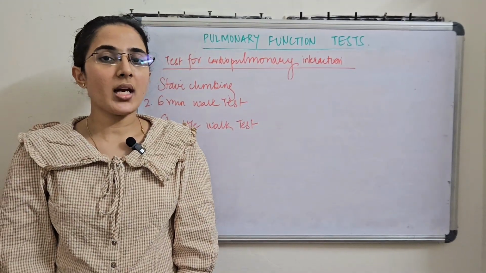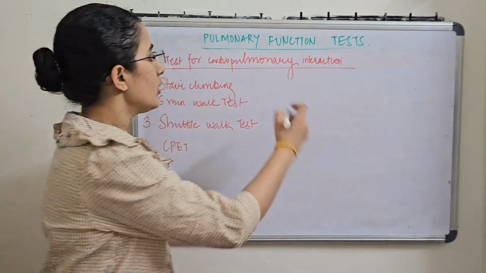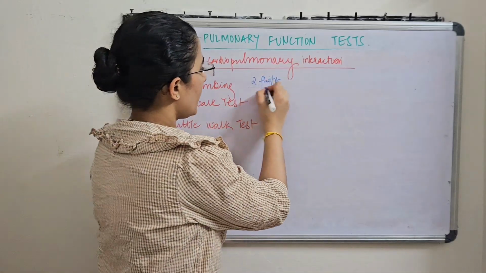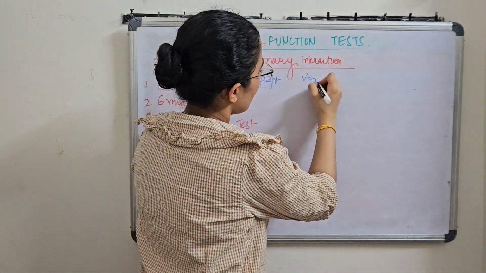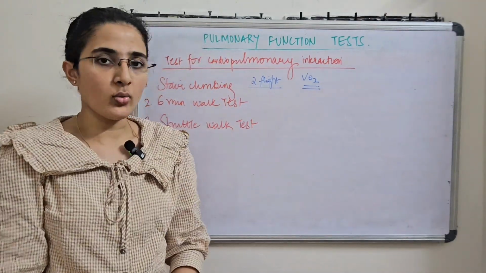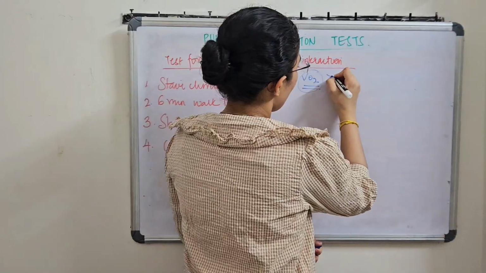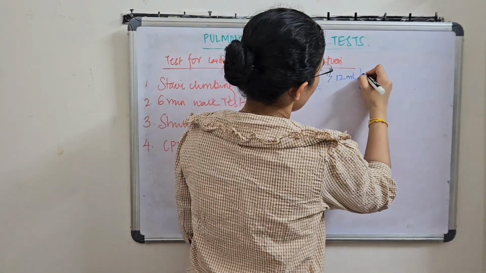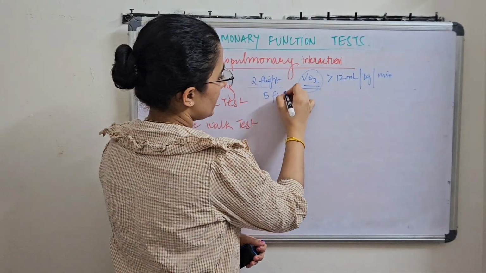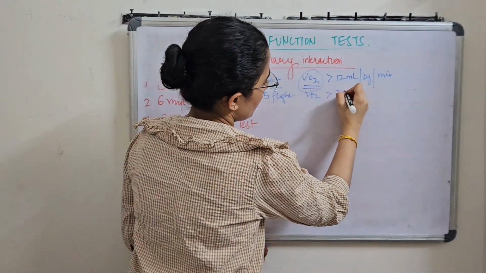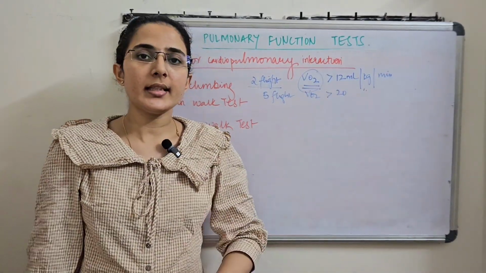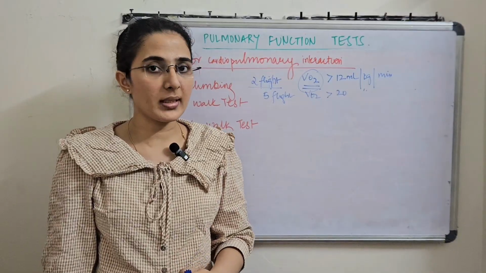In the stair climbing test, we ask the patients whether they are able to climb 2 flights of stairs, right? Each flight of stairs is about 4 meters. So we see in terms of the maximum oxygen consumed during exercise, that is VO2. VO2 for 2 flights of stairs will be more than 12 ml per kg per minute. If they are able to climb 5 flights of stairs, then their VO2 will be more than 20 ml per kg per minute. All this will be predictive of post-operative pulmonary complications.